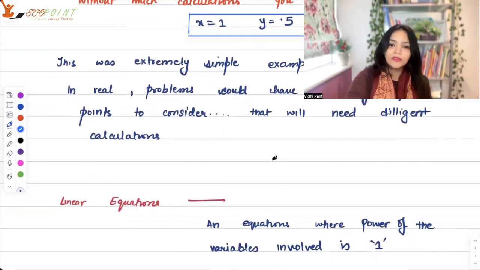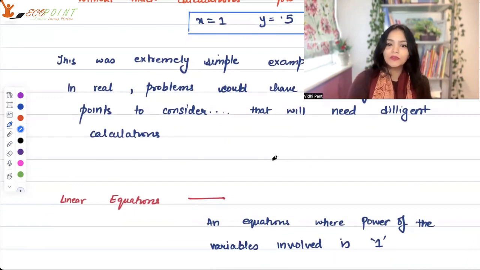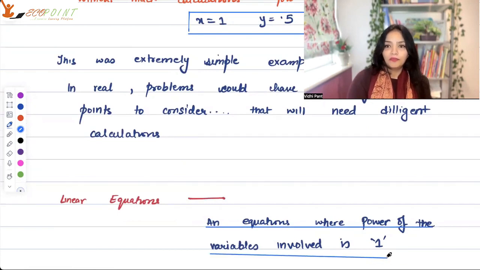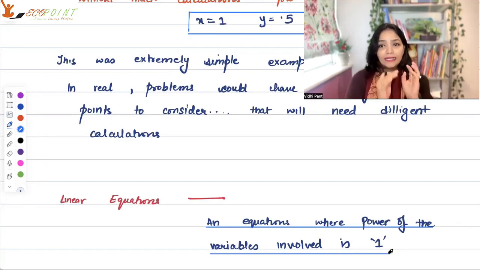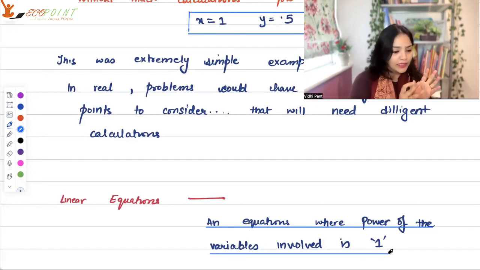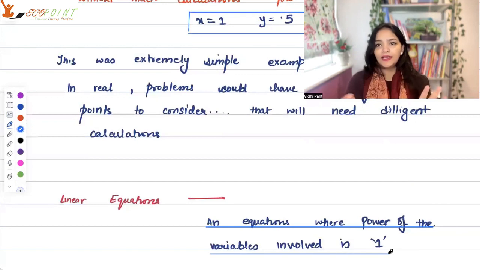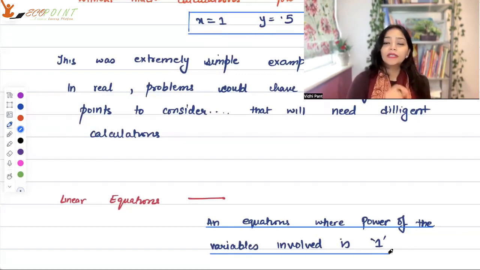Linear equations are basically equations where the variables that you are taking up in the equation have power of exactly 1. So you will not find x square, y square. No, those are not linear. A linear equation would contain x, y, z, and so on and so forth. The variable name could be anything. But yes, the power of that variable will be 1.